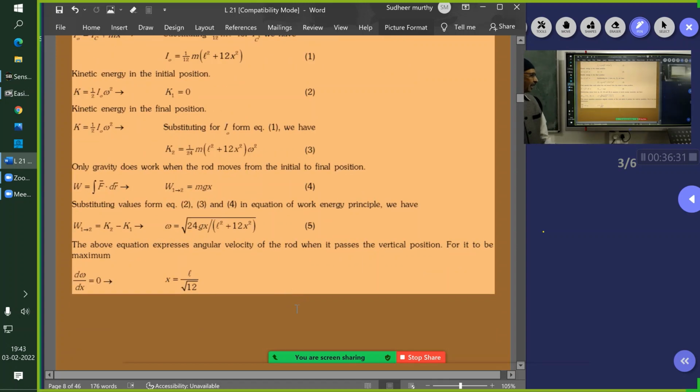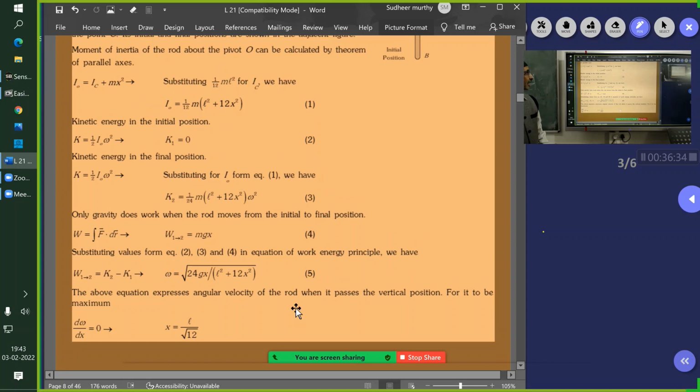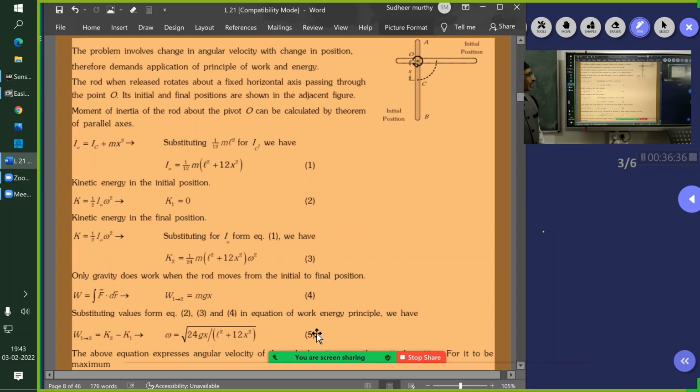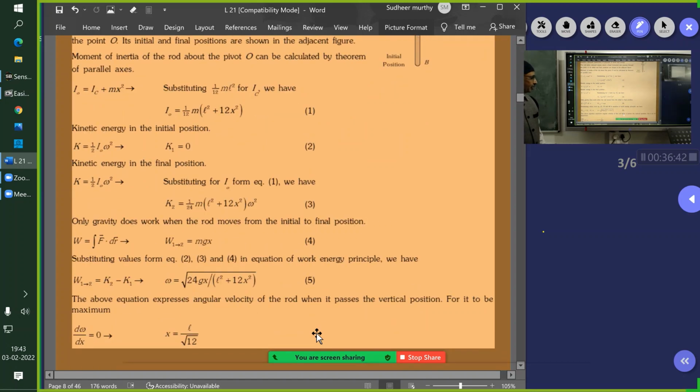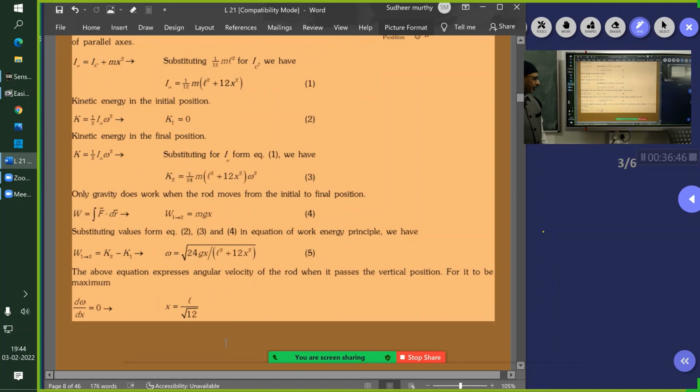Yes, friends? I think we all wrote all these things correctly. See here, correct. Correct now? mgx. They have also written mgx.